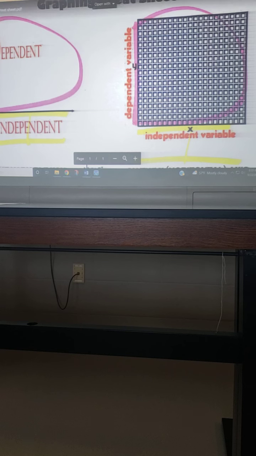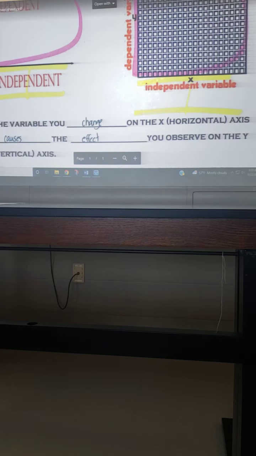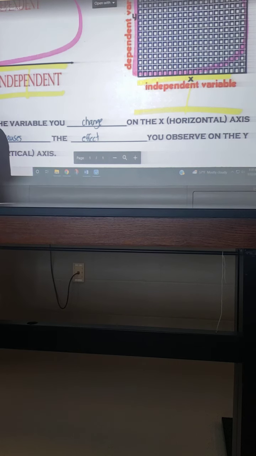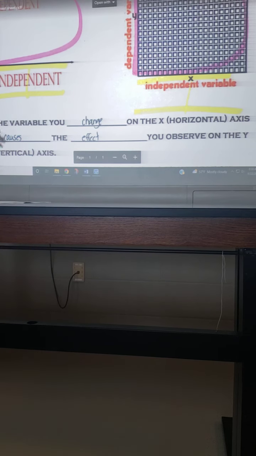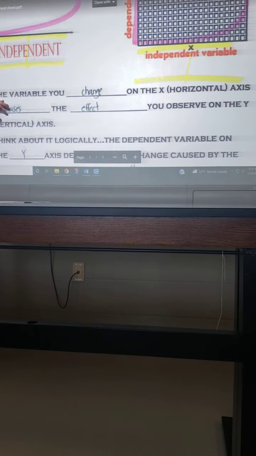So if you keep those two things, that might help you so you don't have to flip to this cheat sheet. But if you forget and you're not sure which variable goes where, you have the cheat sheet in your cheat sheet folder. All right, so I'm gonna have you fill in a few blanks.